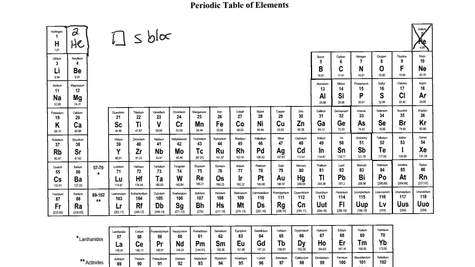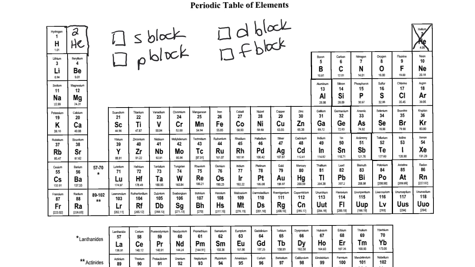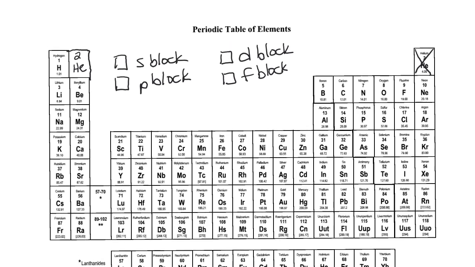Okay, so before we do anything else, we're going to do S block, P block, D block, and then F block. So each of these blocks is going to be a different color. But before I even do that, let me move this down a little bit.